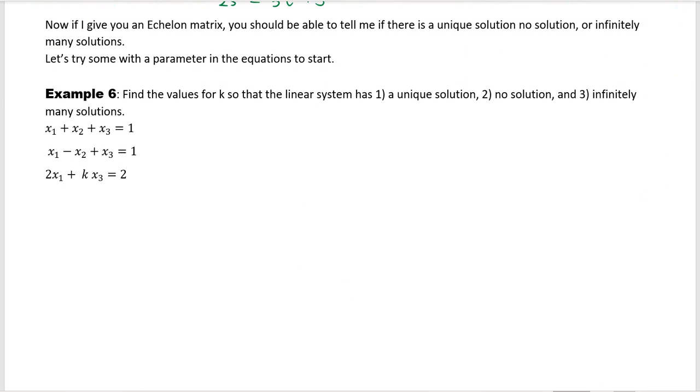Okay, now if I give you an echelon matrix, you should be able to tell me if there is a unique solution, or no solution, or infinitely many solutions. So let's try some with a parameter in the equations to start. So let's look at example 6. Find the value for k so that the linear system has a unique solution, no solution, and infinitely many solutions.